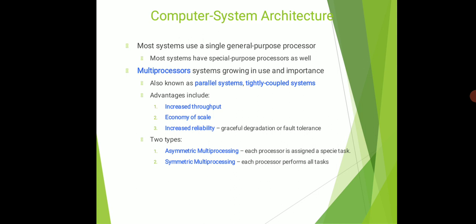There are two types of multiprocessing, asymmetric and symmetric. Asymmetric means each processor is assigned a specific task. Symmetric multiprocessing means each processor performs all the tasks. So asymmetric means it will perform a specific task, and symmetric means it will perform all the tasks.